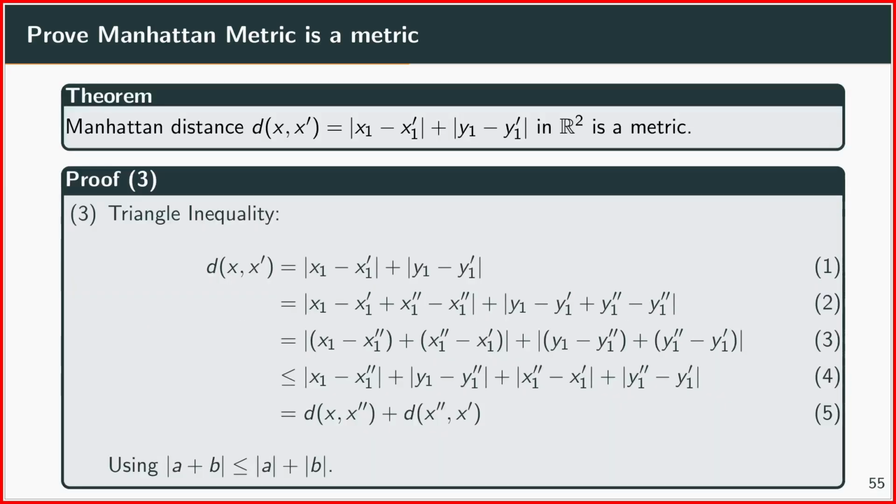And finally, for the triangle inequality, you can just write out this whole equation. You can do here one where you add a second variable in the second step here. You can rearrange things a little bit, and then in the end you actually get to this result here that the triangle inequality for the Manhattan distance is fulfilled. And in this case here you can also use this property of the absolute value.